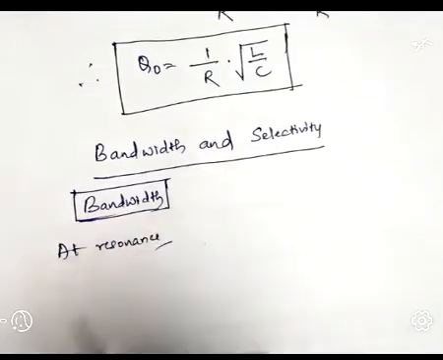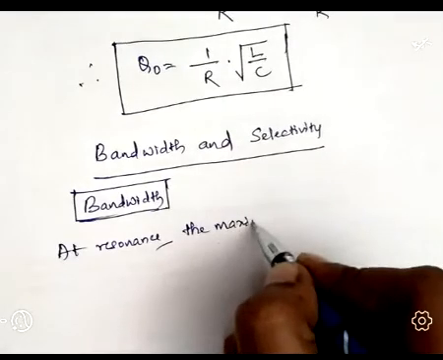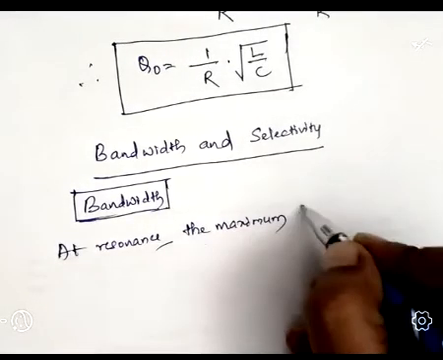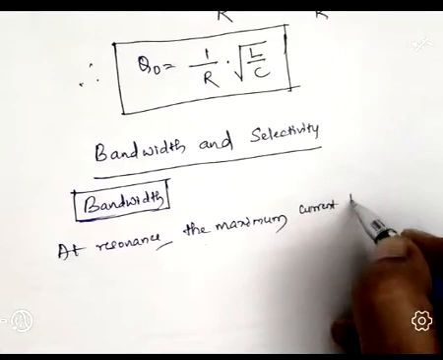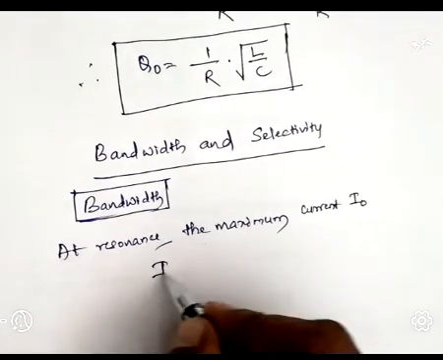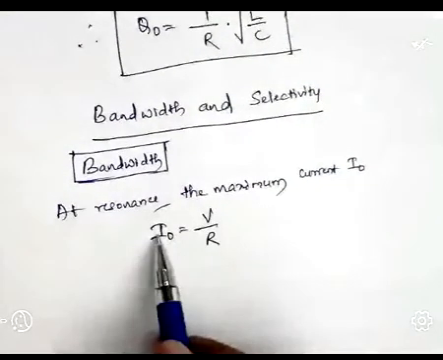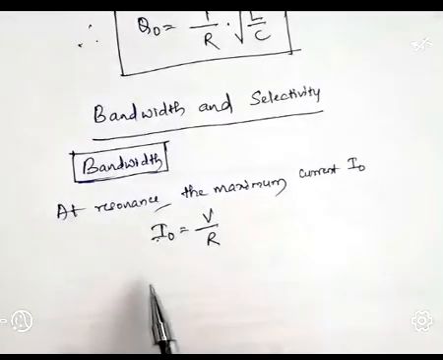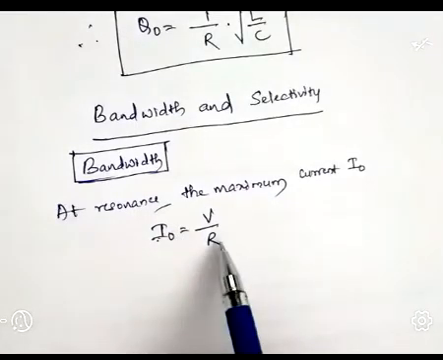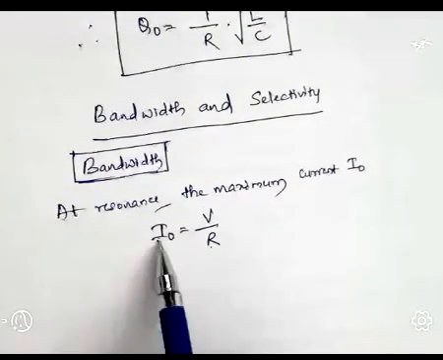At resonance, we are getting the maximum current, that is represented as I naught. And what is I naught? I naught equal to V by R. So this current is maximum. This current is maximum as impedance is minimum at resonance. We are getting maximum current if and only if impedance is minimum. If impedance is minimum, then only we are getting maximum current.